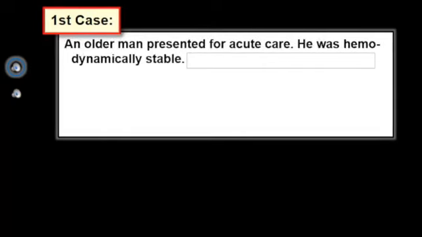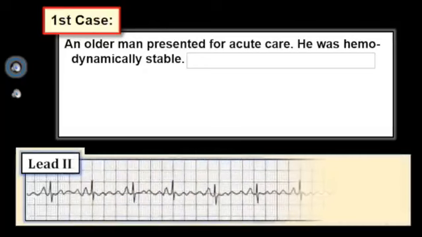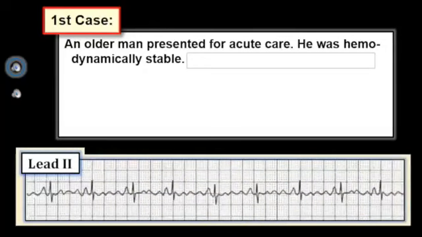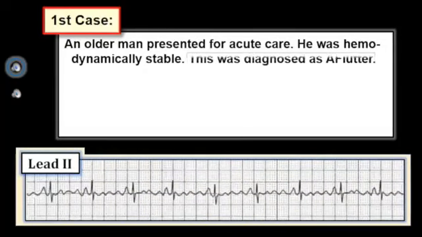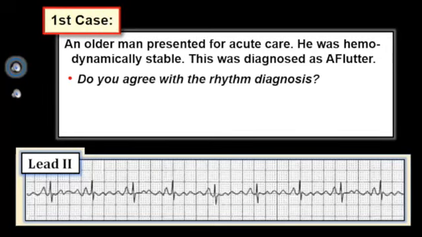Case. An older man presented for acute care. He was hemodynamically stable, and this was the rhythm seen on a long lead 2 rhythm strip. This rhythm was diagnosed as atrial flutter. Do you agree with this rhythm diagnosis?